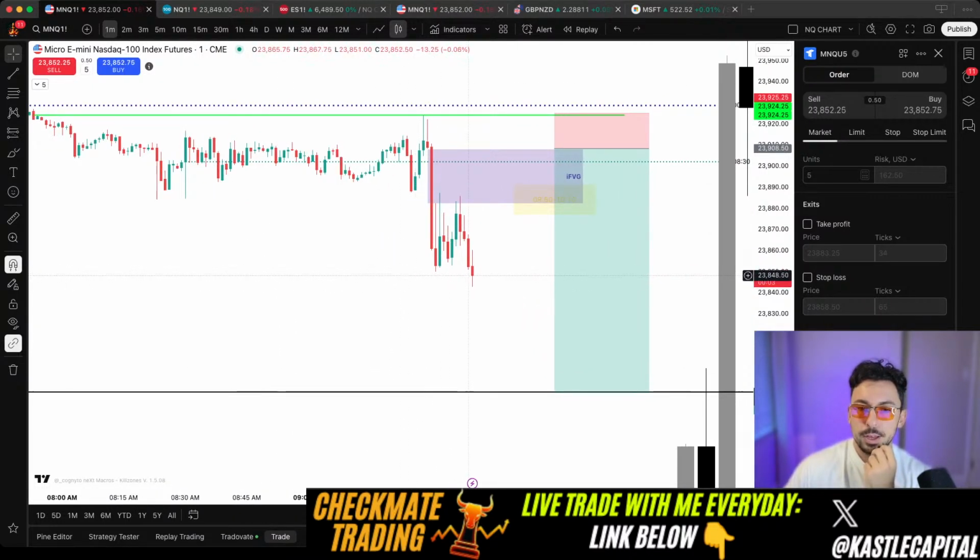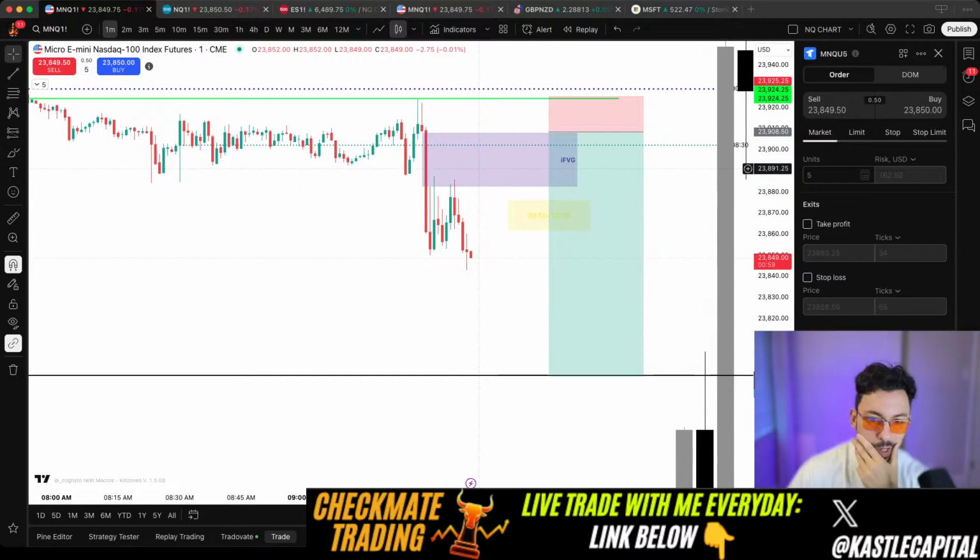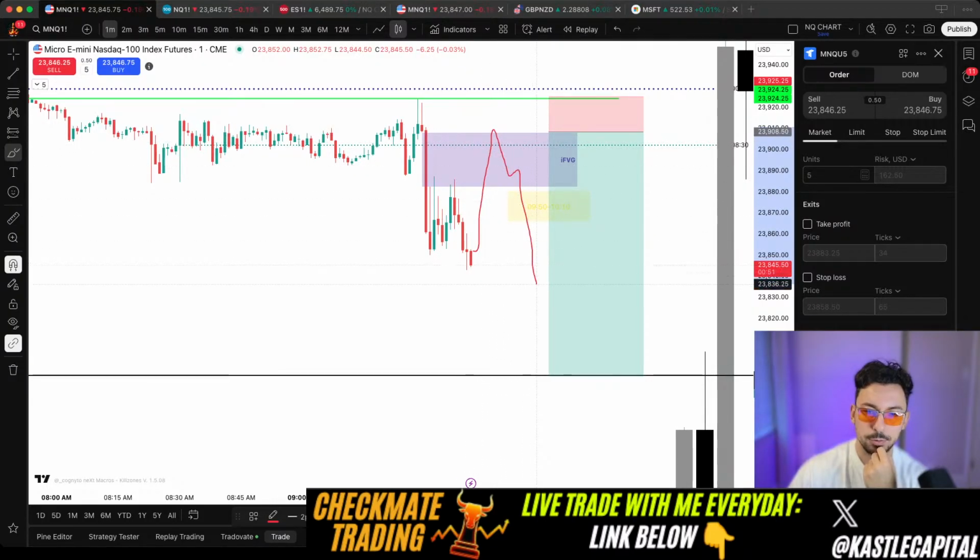All right, so NQ rejecting from this 1 minute gap. Again, I wanted to see this continue higher. I mean, could we reject from here? Sure. I'd prefer to see us come up first and then get the rejection from here to target that low.